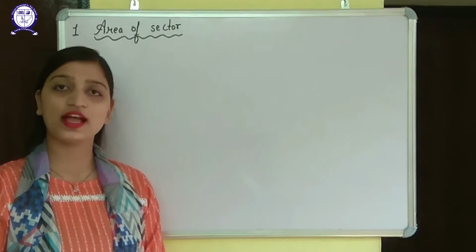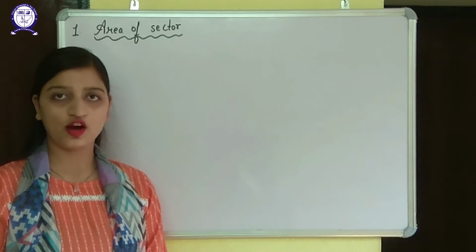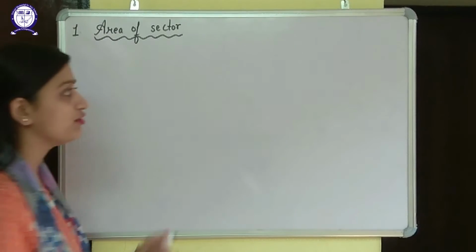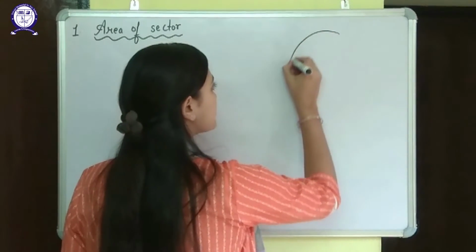Now let's look at the formula for the area of sector. Now first of all, again, what is a sector? We will draw the figure. This is a circle.